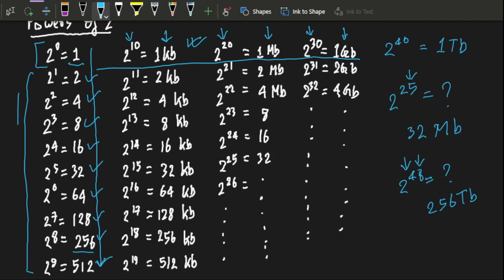So rewind this video and you can take a screenshot or you can write it down if you want. But this is how I try to remember all of the powers of 2. And this helped me a lot in my exams and in interviews as well.